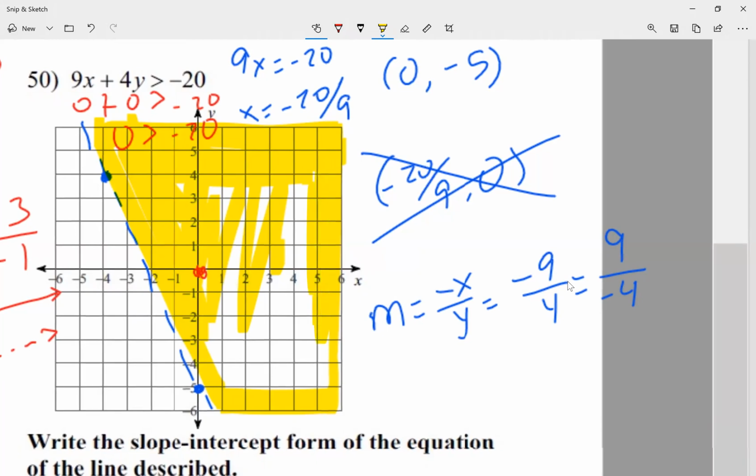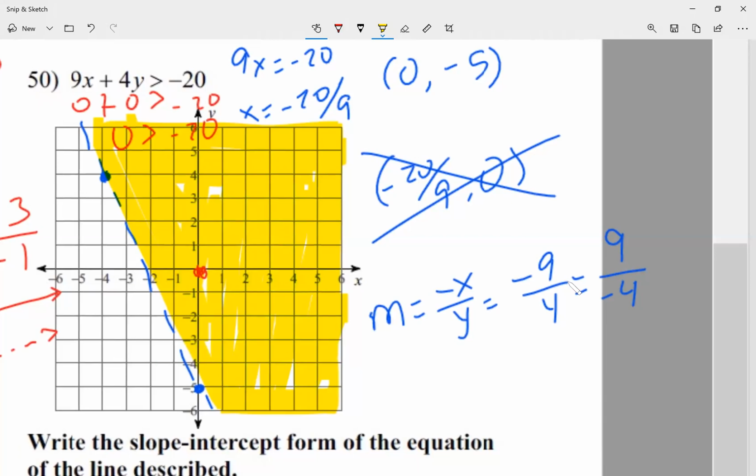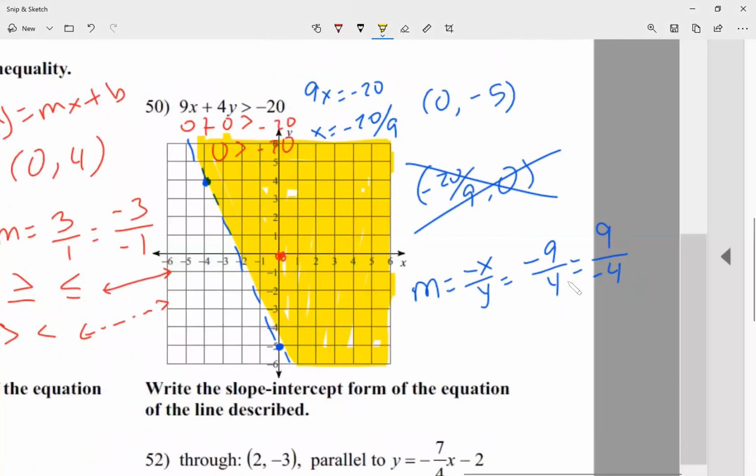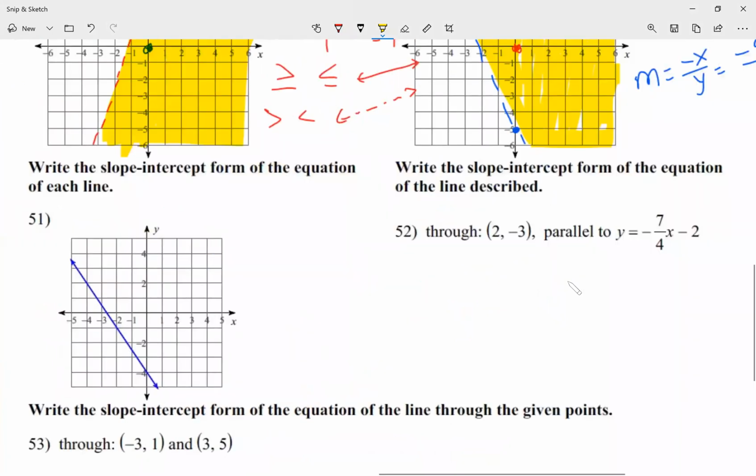Okay. Let's see. I gotta shade this side. And that's it. Easy to graph. Remember, I'm working up until 58. We're reviewing the whole unit.